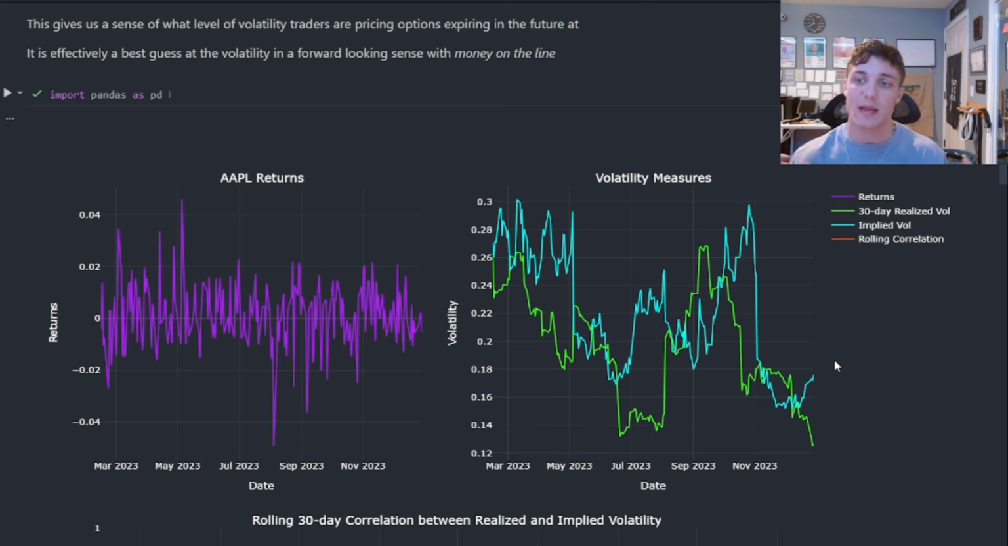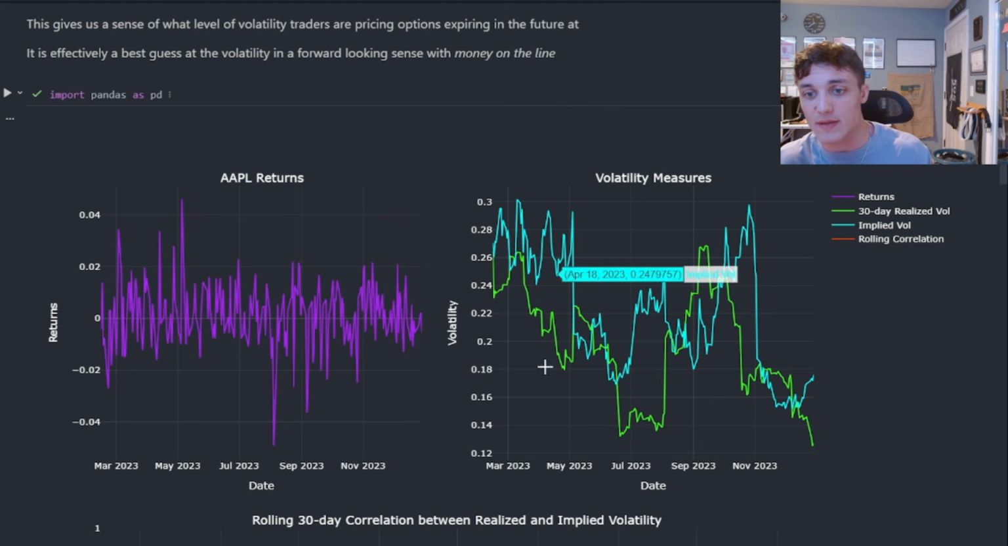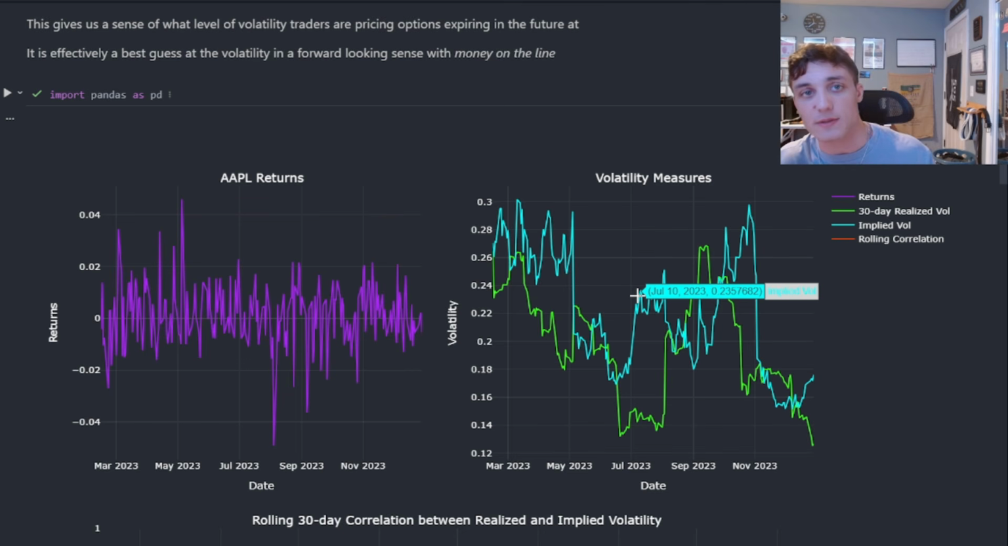In this particular case, we're looking at an aggregate measure of implied volatility. So what we see here is not just implied volatility, that is what traders were pricing options at in a forward-looking sense, but we're looking at that measure over time. It's very interesting. So at this point in time right here, traders were pricing volatility at 0.29, so roughly 29%. And then at this point in time, they were pricing it at 18%. So all of those measures are point in time. That is a point in time measure for implied volatility. At that point in time, the forward-looking consensus was, let's say in this case, 23%.